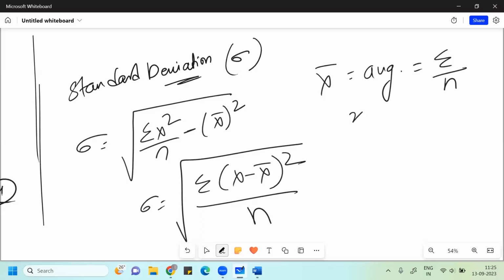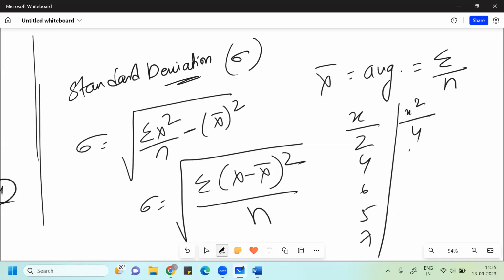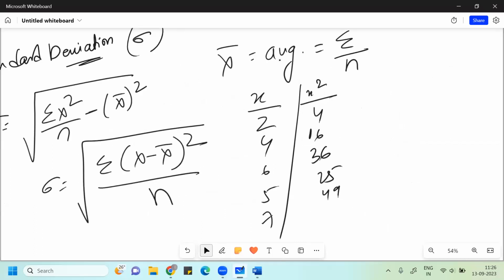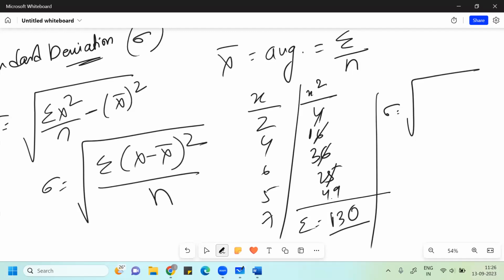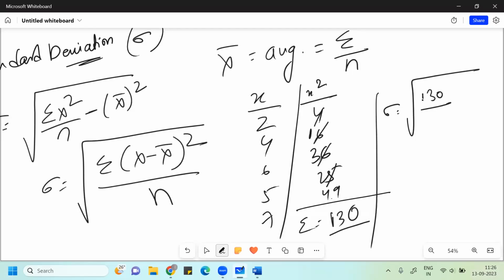If I give you some numbers like 2, 4, 6, 5, 7, what is the standard deviation of this? Do the square of these. So 4, 16, 36, 25, 49. Do the sum of this. Sum of this will be what? 4 plus 16 is 20, 36 plus 25 is 61... the total is 130. What is the formula of standard deviation? Summation of x square, which is 130, divided by n. N is how much? 1, 2, 3, 4, 5. 5 numbers, minus x bar.